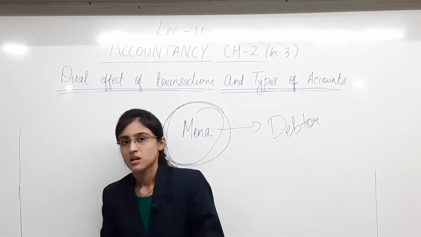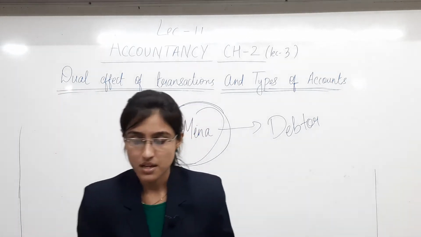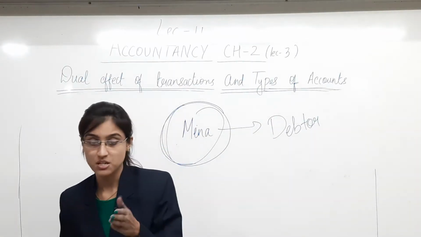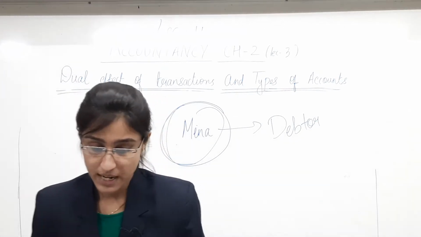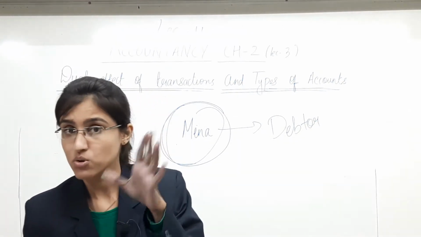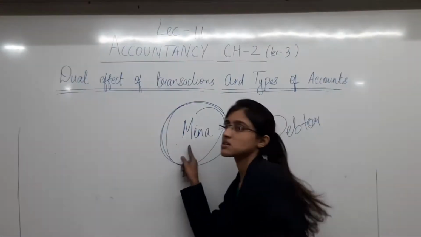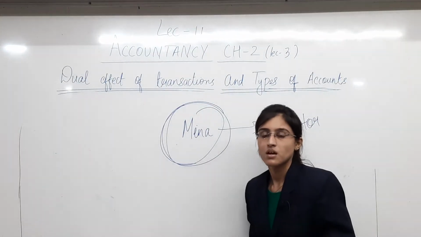Alright. See the point given just before this illustration. See the third point. It definitely affects the account of a person. Whose account is affected? Meena's account. All right.